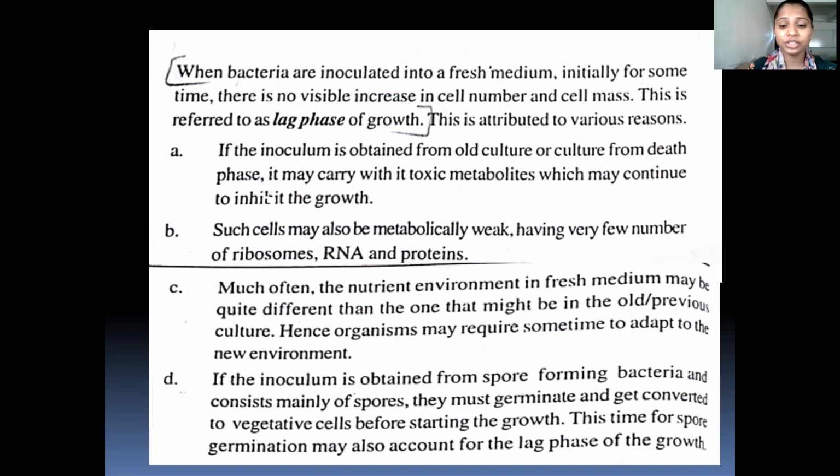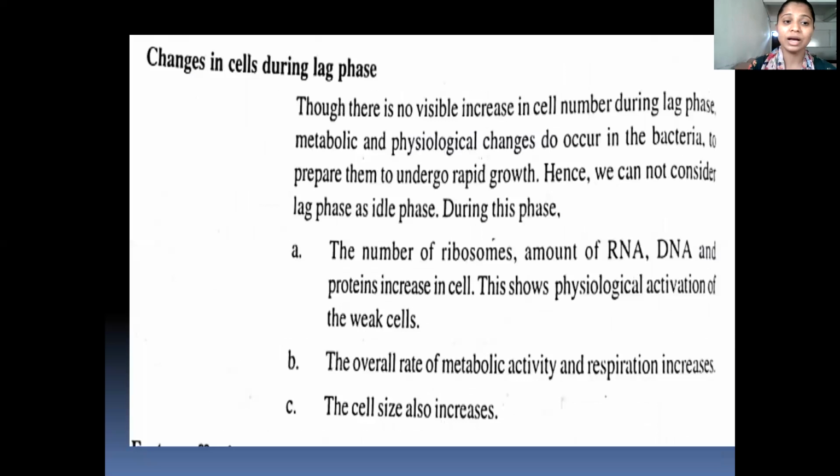Often, the nutrient environment in the fresh medium may be quite different from that of the old or previous culture. Hence, microorganisms may require some time to adapt to the new environment. If the inoculum is obtained from spore-forming bacteria and consists mainly of spores, they must germinate and be converted to vegetative cells before starting growth. This time for spore germination may also count toward the lag phase of growth. So this is all about the lag phase.